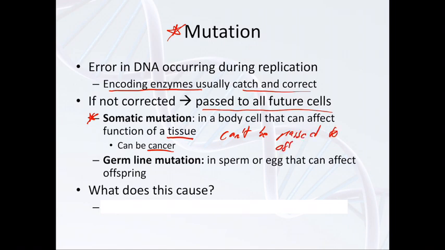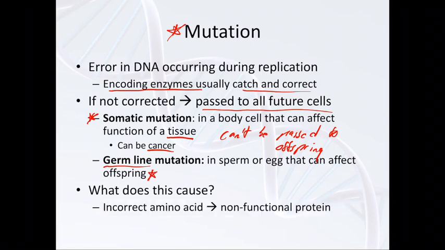But if we get cells that are dividing to make sperm or eggs, and we get a mutation in one of those, that's called a germline mutation, and that can be passed to offspring. Okay, and so really what this causes when the DNA gets messed up, in either case, a somatic mutation or the germline mutation, we may end up with the incorrect amino acid, and then we may end up with a non-functional protein. We'll talk more about that later.